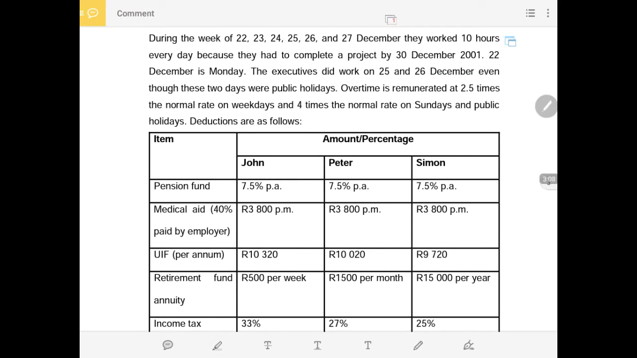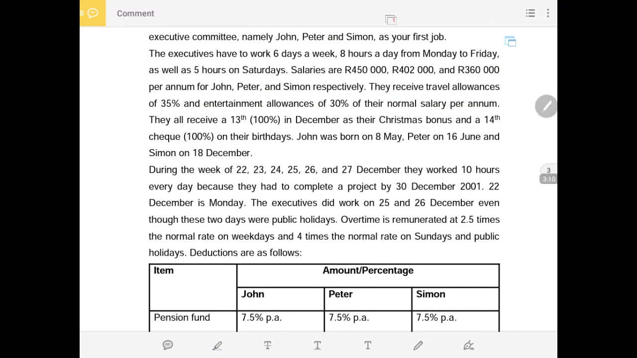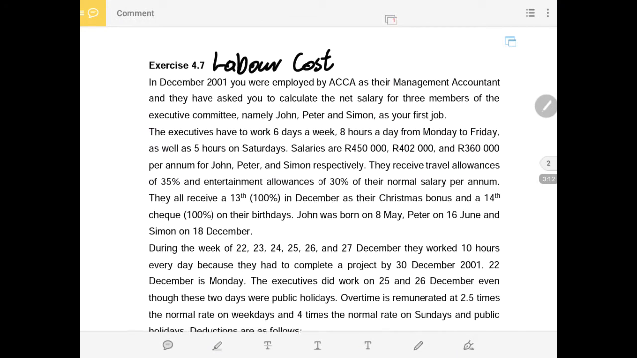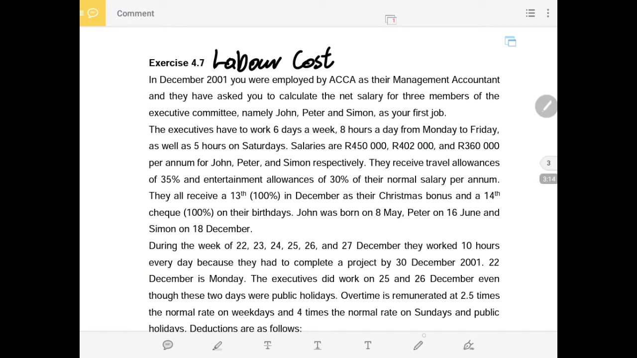Now I've drawn the 3 columns for the 3 employees. Then I can analyze the information and try to align it by placing it where it's supposed to be. It says in December 2001, which is the month we are instructed to prepare the wage statement for, which is the net salary for these 3 employees.